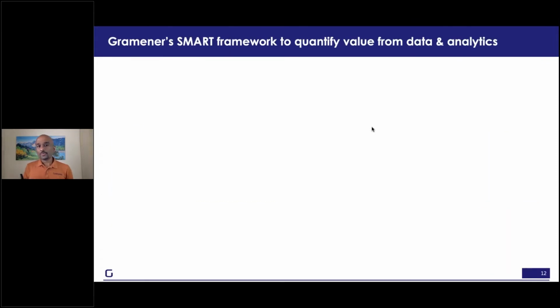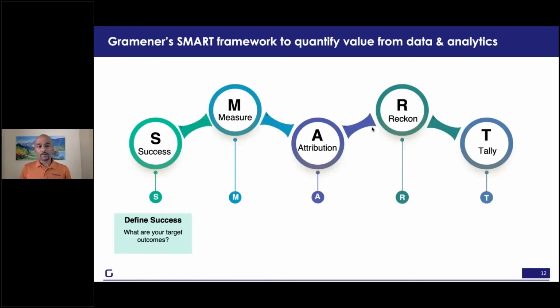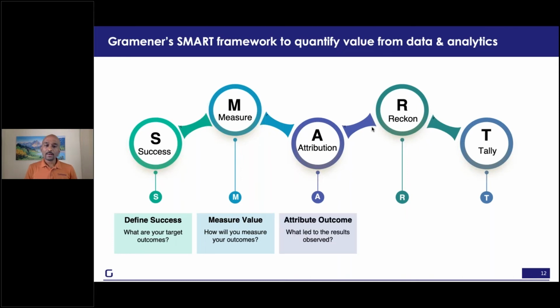So we have what we call the SMART framework of 5-step methodology. Step 1 is to define success. Even before you can quantify it, you'll need to be very clear about what are your strategic outcomes. What are you trying to achieve? Number 2, how would you measure them? What is the value and what are the metrics that you will use to characterize these success outcomes? Step 3, attribution. How can you definitively identify the impact of your project and isolate it from all other factors which could influence your outcome?